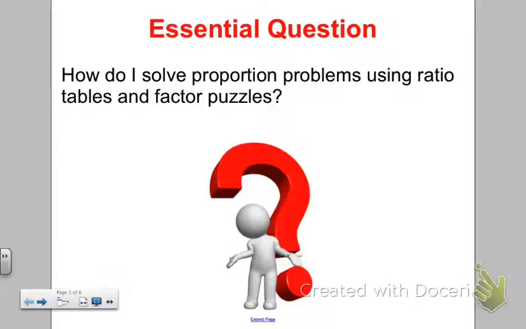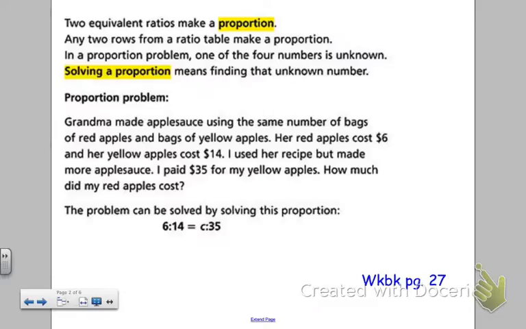Okay, lesson 10. How do I solve proportion problems using ratio tables and factor puzzles? So this should sound a little familiar to you. We're going to be looking at ratio tables, we're going to be looking at factor puzzles, but we're going to be using them to solve proportion problems. So we're going to talk about what a proportion is.